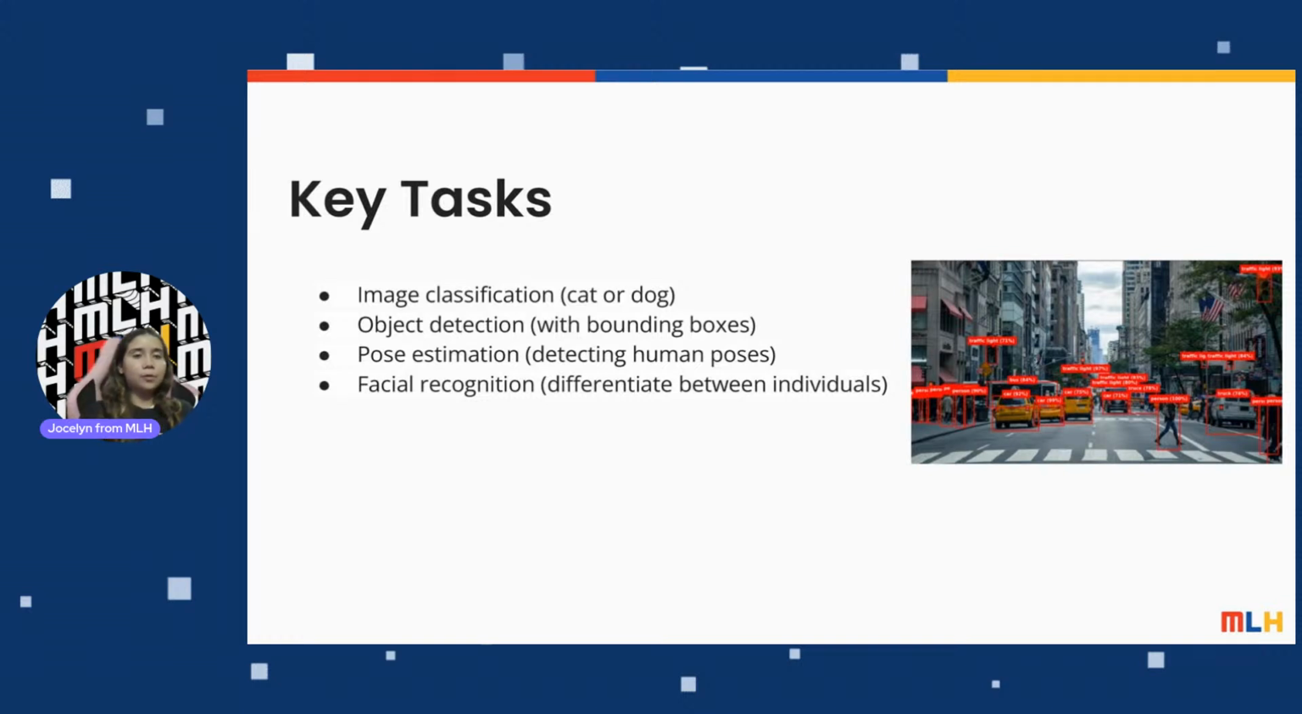Then a third example is pose estimation. This is another common example. If you want to detect the position of a human, like whether I am sitting down, standing, running, or doing a sit up, and so on.